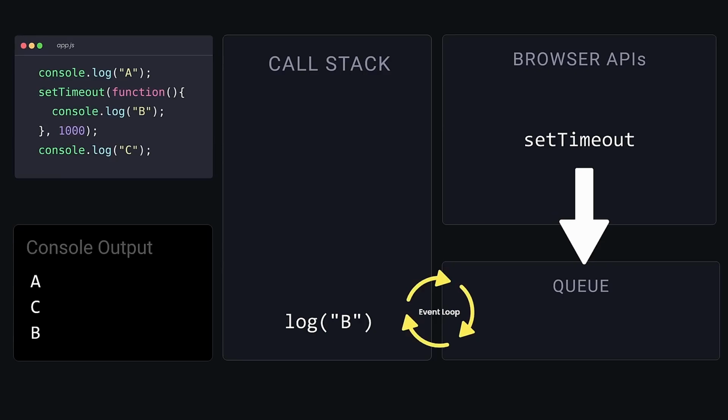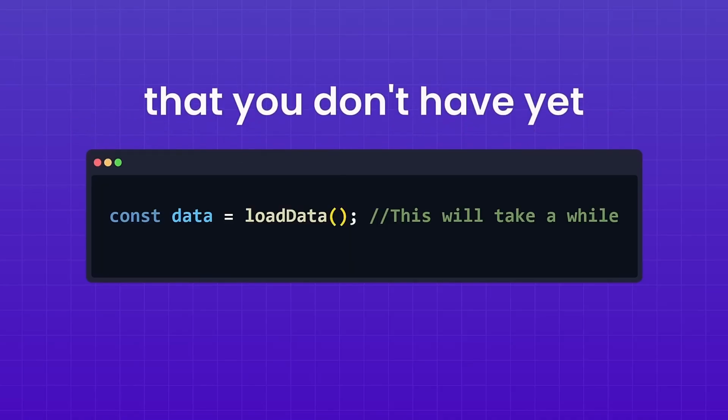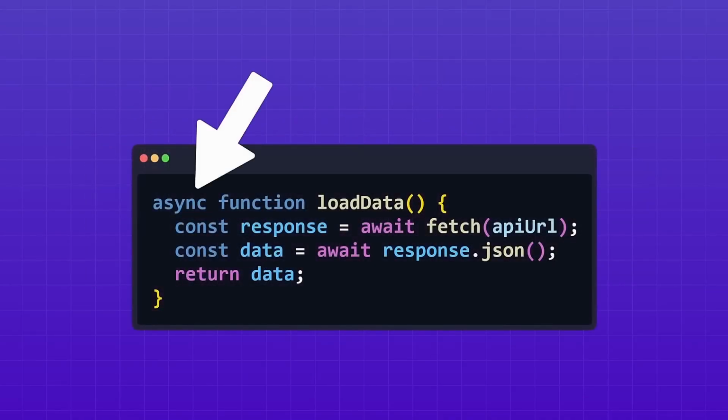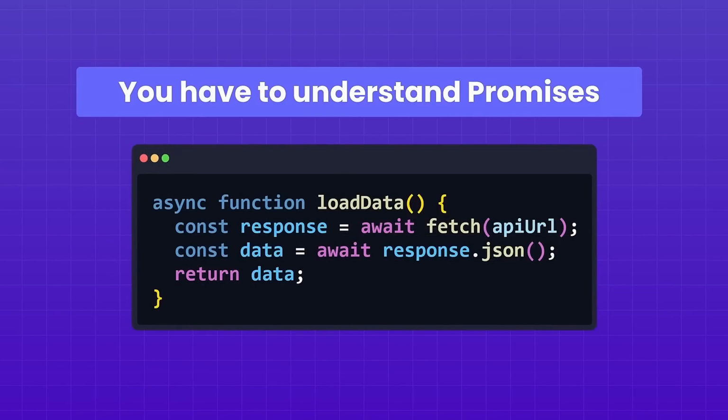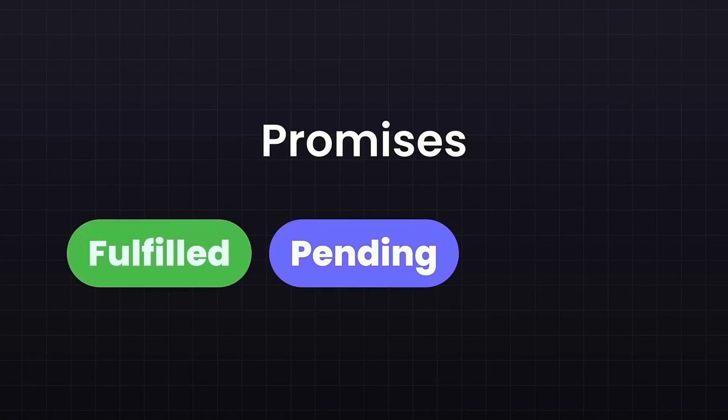And a simple way to write asynchronous code is with promises. A promise represents a value that you don't have yet. It comes from an asynchronous operation, which means you have to understand promises if you want to work with APIs or a backend system. A promise has three possible states. When it is still doing something, it is pending. After the operation finishes, it is either fulfilled or rejected.